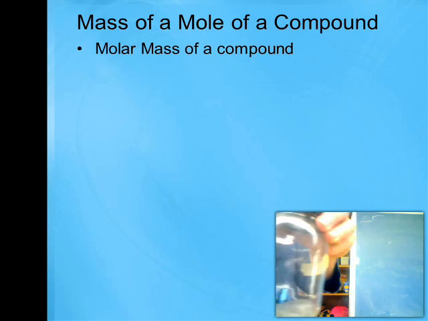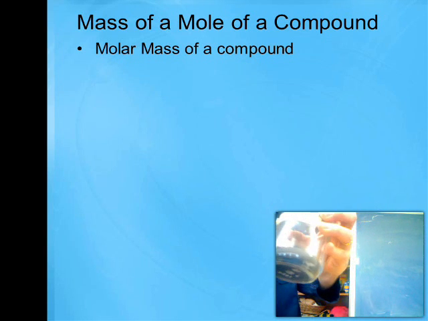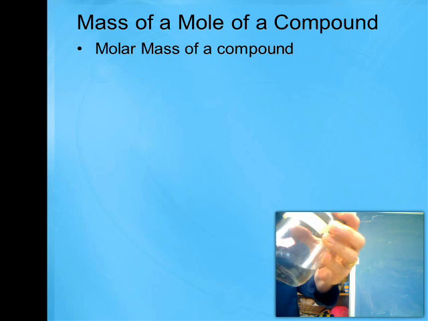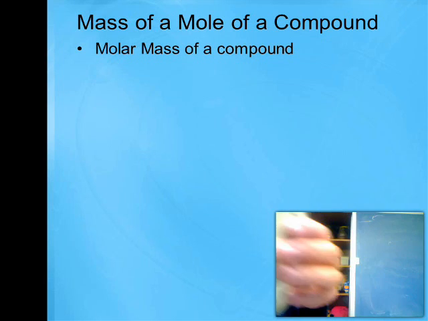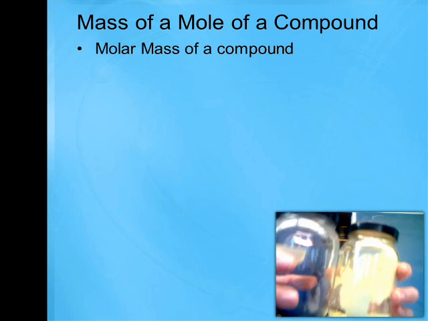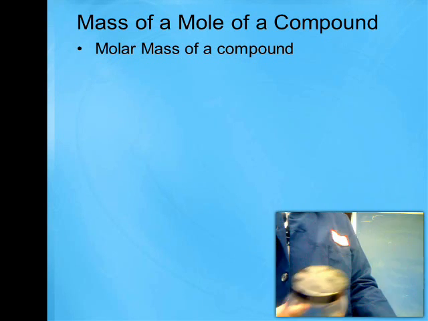Here is 1 mole of aluminium, or aluminum. There's 6.02 times 10 to the 23rd atoms of aluminum in this 1 jar. How do I know that? Well, I don't have to count 6.02 times 10 to the 23rd particles of each of these. I know it because of the mass.